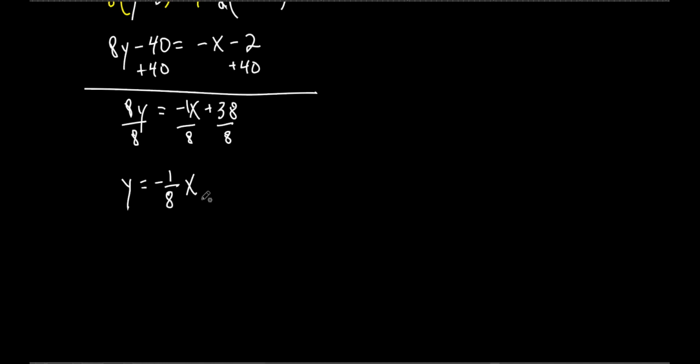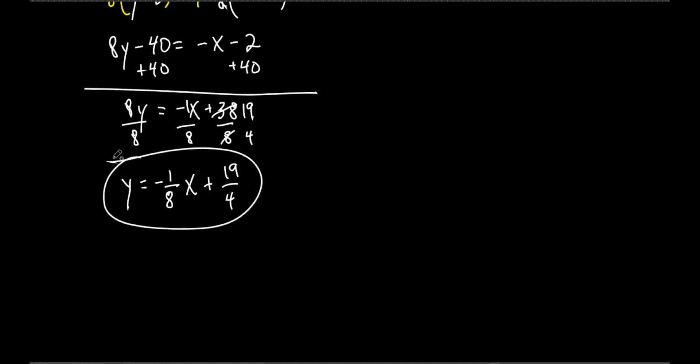Okay, and then I simplify this. Let's see, what goes into that? 2. 2 is the only thing that goes into that. 2 goes into that how many times? Anybody know? It's 19. And 2 goes into this. You know that one. What? 4. So what is this? 19 over 4. And that is the answer.